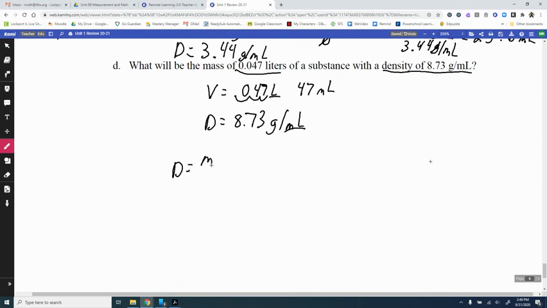Now we have to rearrange our equation. D equals M over V. Again, this time we have density, but we don't have mass, so we have to get mass by itself. We first multiply both sides by V. V will cancel out, and look at that, we have mass by itself. So that's all we have to do. This time we're just going to multiply the volume by 8.73.